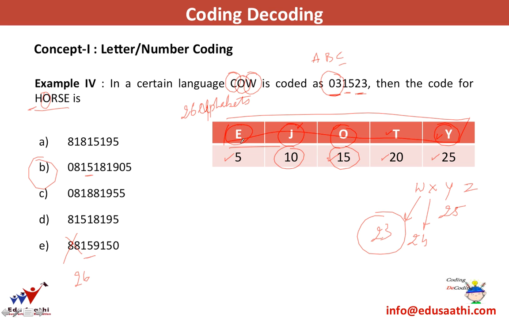H is the 8th letter. I have E, F, G and H. So if E is 5, F is 6, G is 7 and H is 8. So I have an 8 here. I cannot write 8 like this. Why? Because when C was written, it was written as 0 and 3. So that is why H would be written as 0 and 8. So what is my correct answer option here? The answer option B.